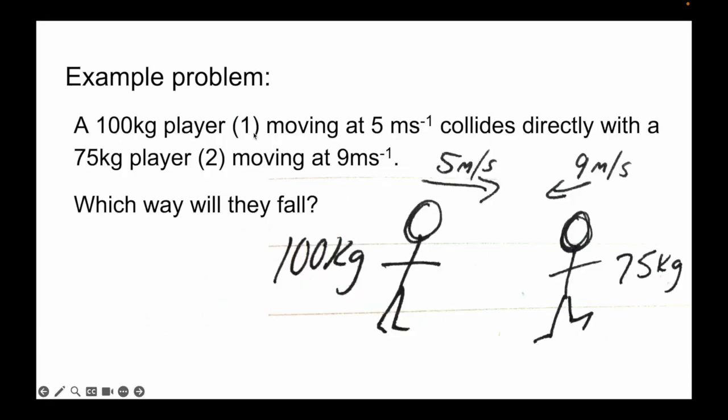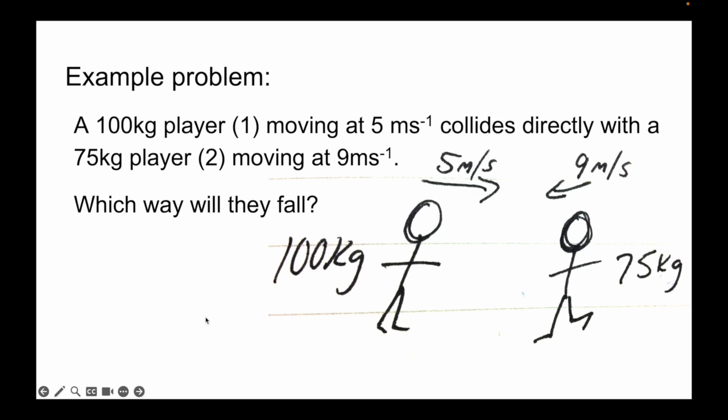So if we look at an example problem of momentum, we could say a 100 kilogram player, the first one over here, moving at 5 meters per second, collides directly with another 75 kilogram player moving at 9 meters per second. Which way will they fall? Take a minute to see if you can check it out, and you can stare at this amazing drawing of stick figures here.